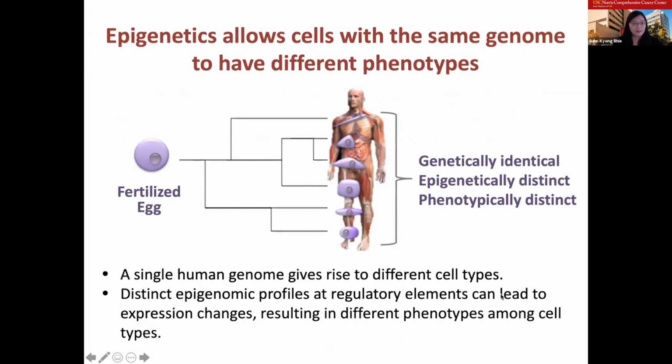As everyone knows here, epigenetics allows cells with the same genome to have different phenotypes. We all come from a single human genome, but this single human genome can give rise to many different cell types that have the same genetic information, but they have epigenetically different signatures. And those epigenetic differences can lead to phenotypic differences. We study epigenomic features, especially regulatory elements, which can lead to gene expression changes, resulting in different phenotypes among many different cell types.